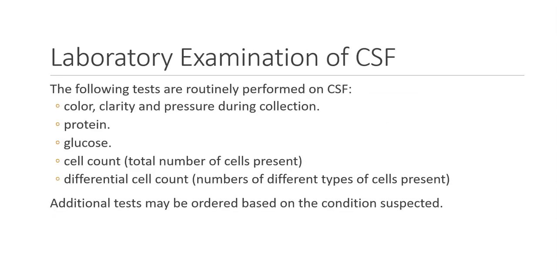The following tests are routinely performed on CSF: color and clarity, just like you would do with a urine, and the pressure during collection. Protein, glucose, cell count, the total number of cells present, and the differential cell count, the numbers of different types of cells present. Because as you've learned in hematology, lymphocytes will indicate a viral infection versus the segmented neutrophils would indicate a bacterial infection. Additional tests may be ordered based on the condition suspected.